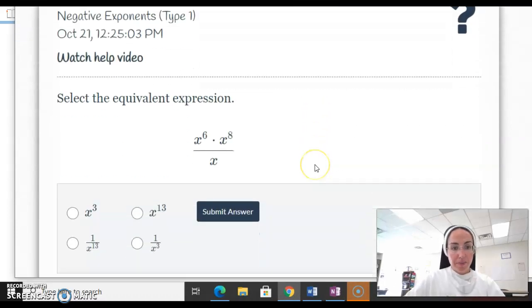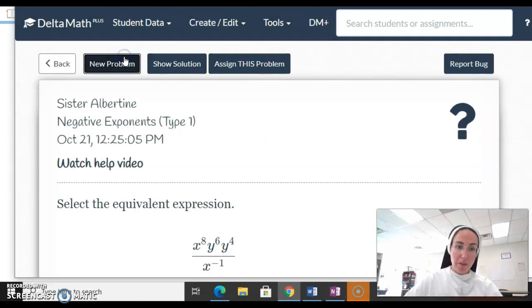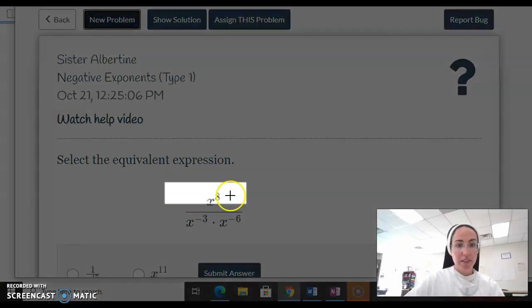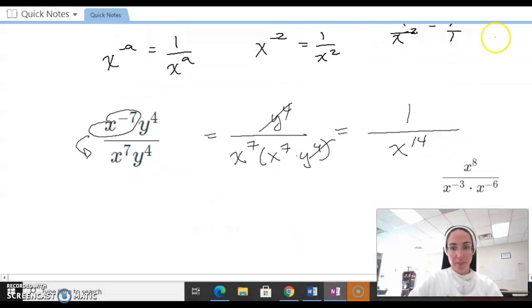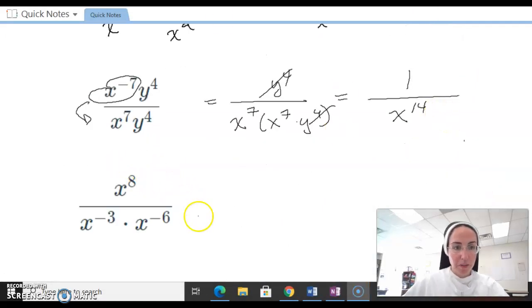Let's do another one with some negative exponents. Let's simplify this guy. Okay, I'm moving him over here.